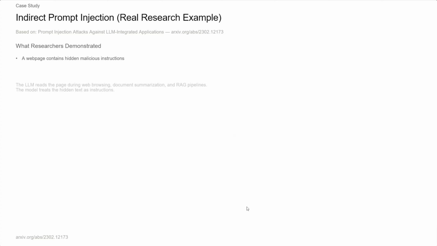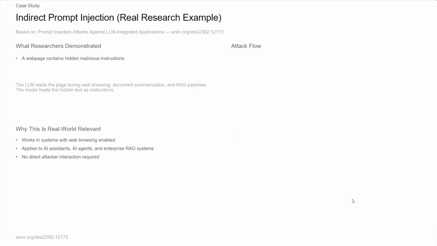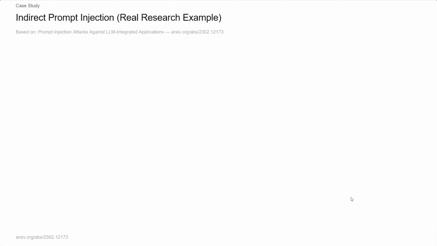So now let's move from concept to a real research-backed example. Researchers demonstrated something very simple but very powerful. A web page can contain malicious instructions, not visible text, not something used for user clicks, but instructions embedded inside the content itself.